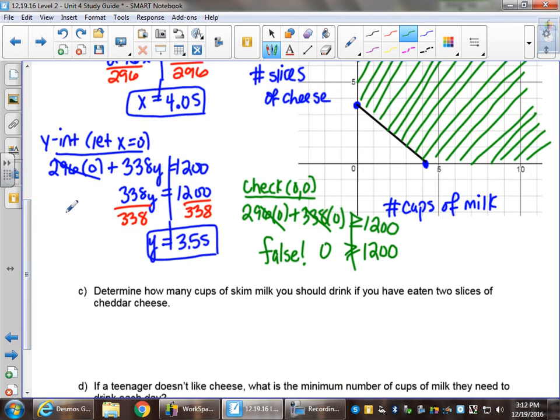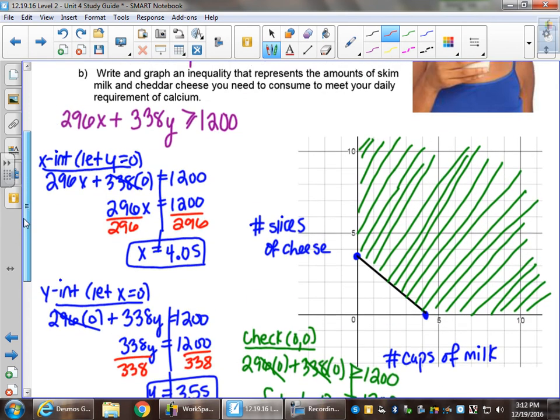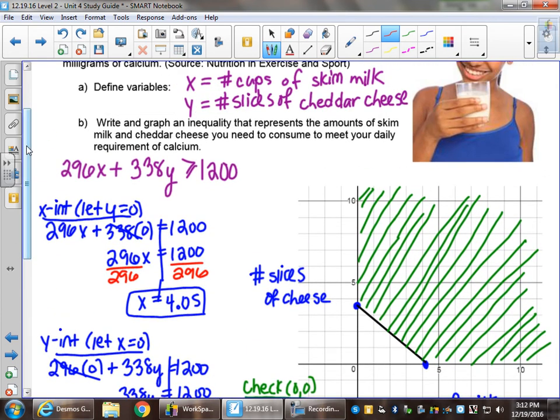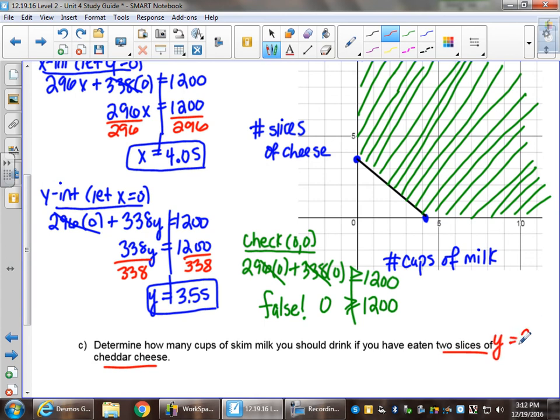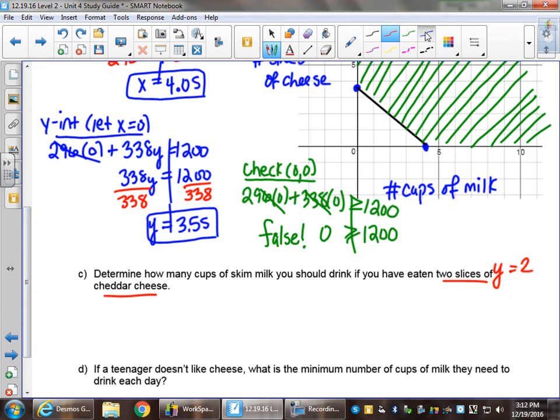Determine how many cups of skim milk you should drink if you have eaten 2 slices of cheddar cheese. 2 slices of cheddar cheese is a value for y, because y is cheese. So you're saying let y equal 2, and we can do that. So that will become 296x plus 338 times 2 greater than or equal to 1200. So this becomes 296x plus 338 times 2 is 676.